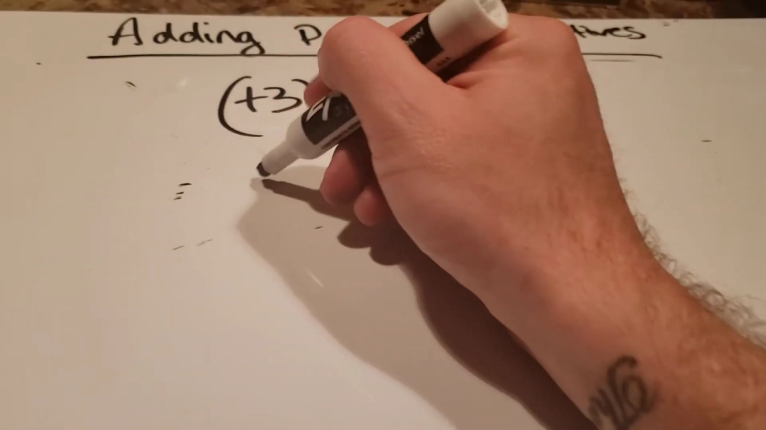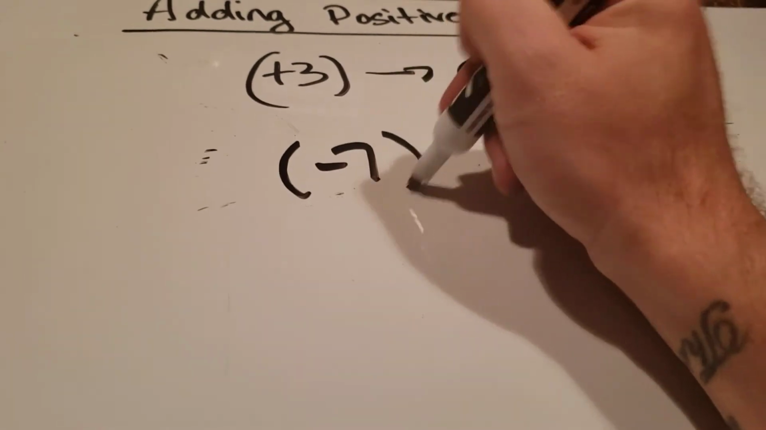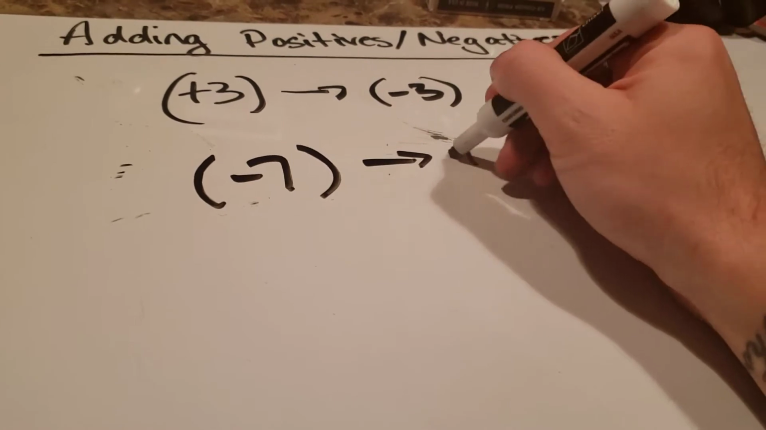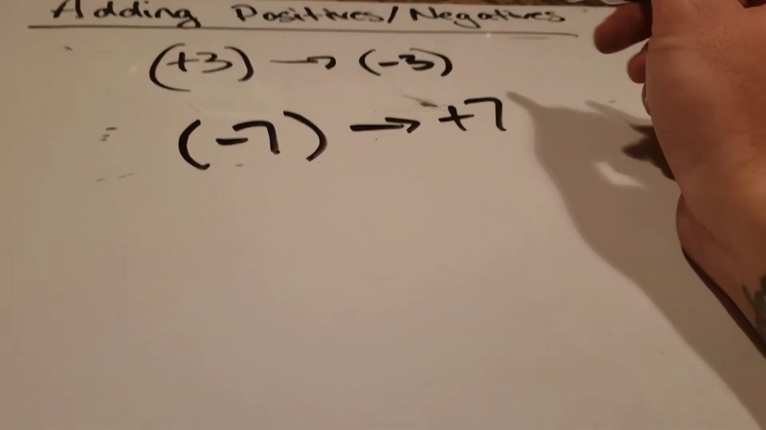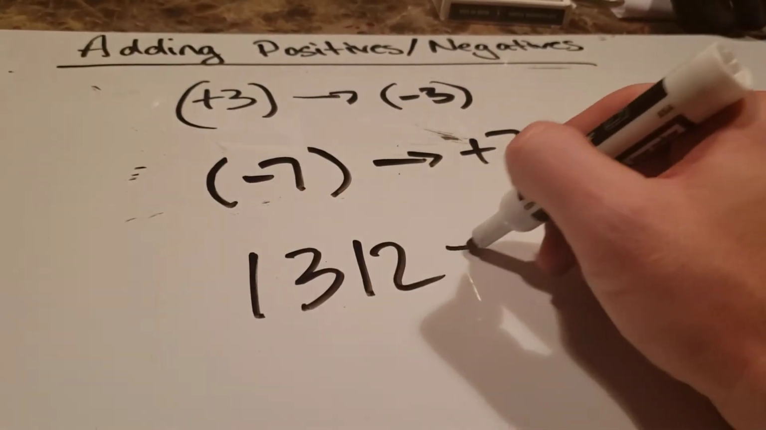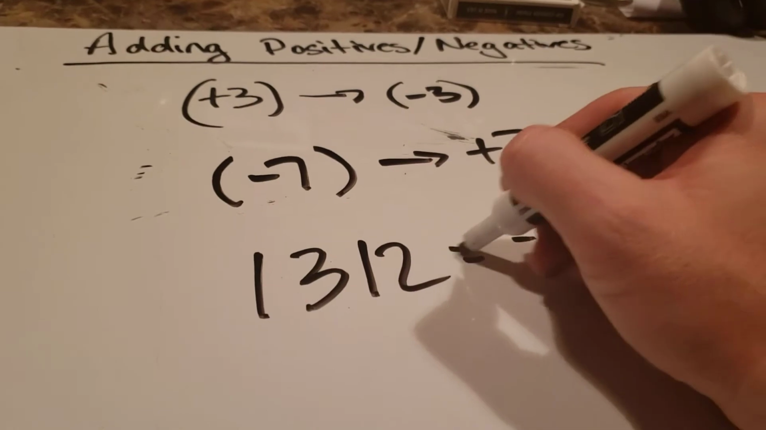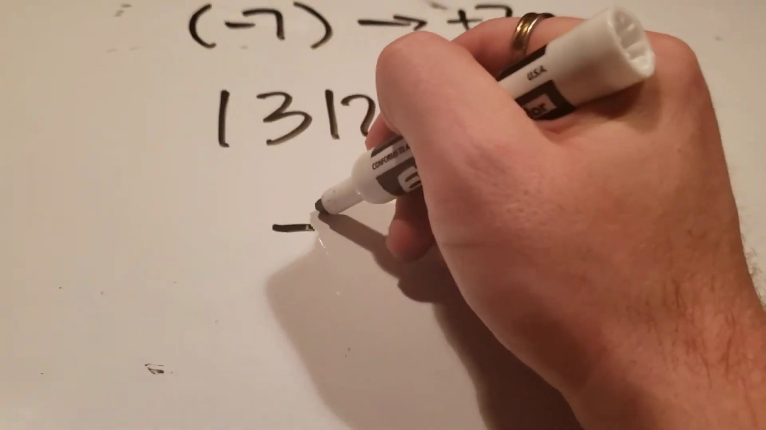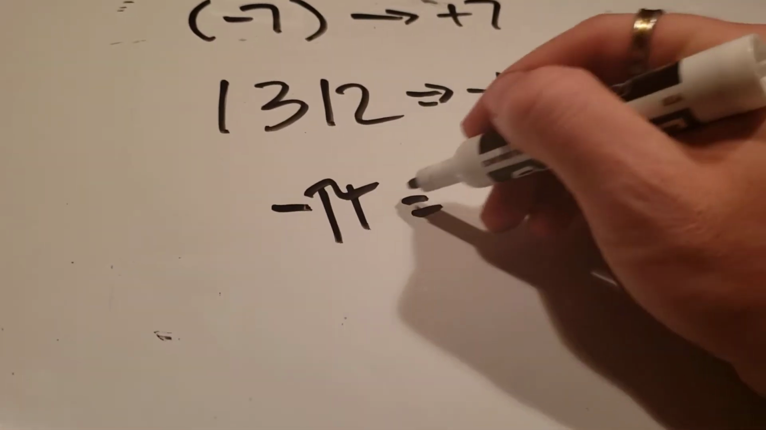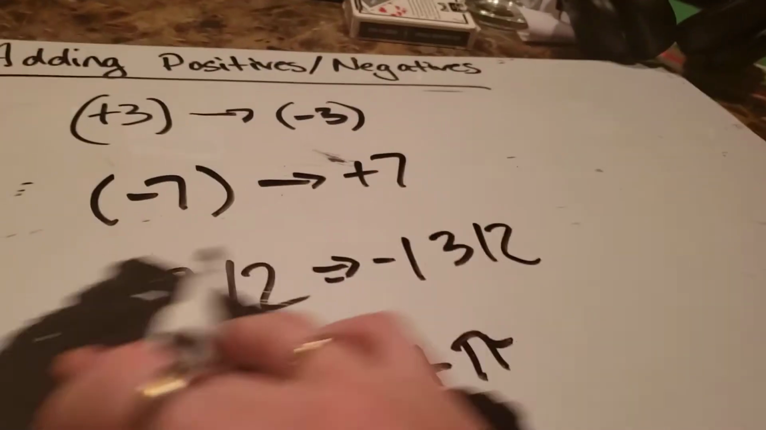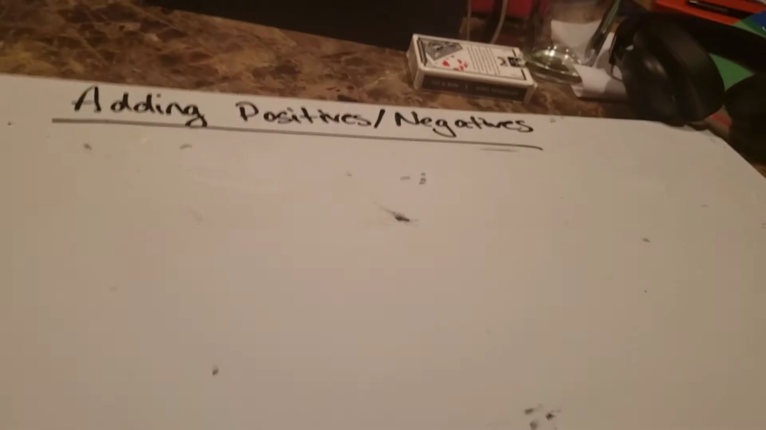Okay. So same idea here. What would be the opposite of -7? Well, the opposite of a negative number is a positive number. So the opposite of -7 is +7. Okay, the opposite of 1,312 would be -1,312. The opposite of negative pi would be positive pi. So we can actually think of a subtraction symbol as opposites, and that's going to be key.